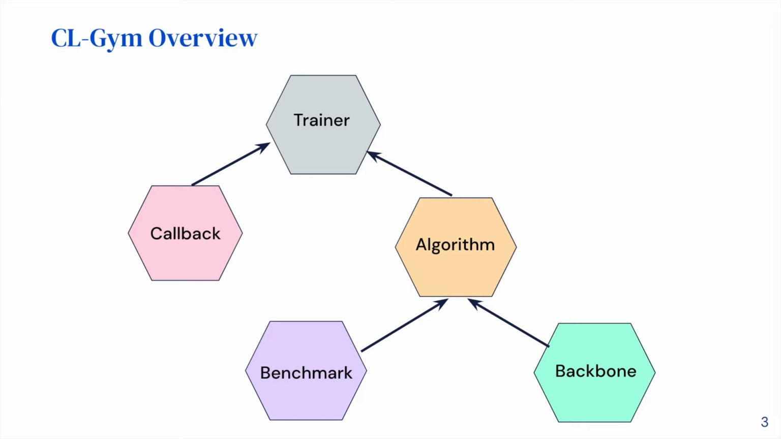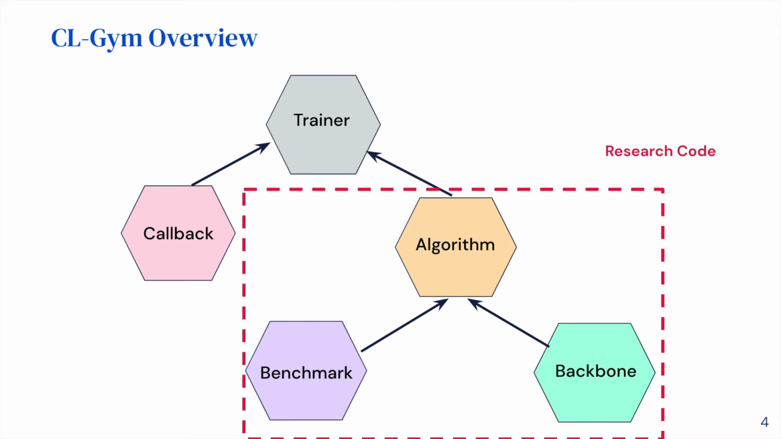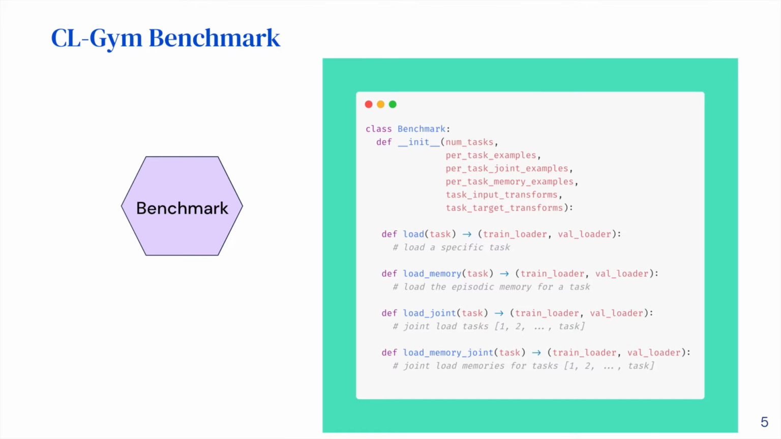CL Gym includes five main components, and we will discuss each one in detail. The architecture of CL Gym is motivated by the philosophy of separating the research code from the engineering and experimentation code. First, we introduce the benchmark component. The benchmark component is responsible for managing and loading necessary data for continual learning experiments.